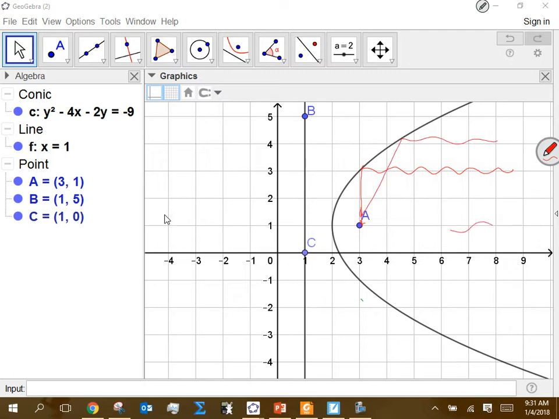And no matter where they hit that dish, they're always going to get redirected and focused back onto the focus. Does that make sense? Okay.